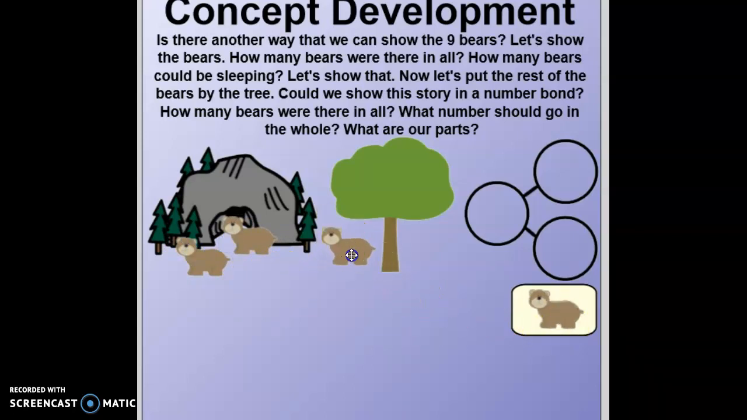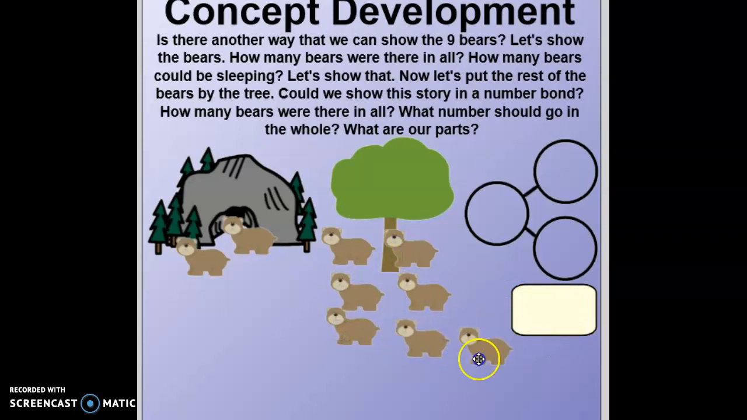Let's see. So 1, 2, 3, 4, 5, 6, 7, 8, 9. Using the picture, pause and separate your manipulatives or what you're using, or separate the 2 parts on your hands. Or if you do have a paper and pencil, you can separate your 9 bears that way.